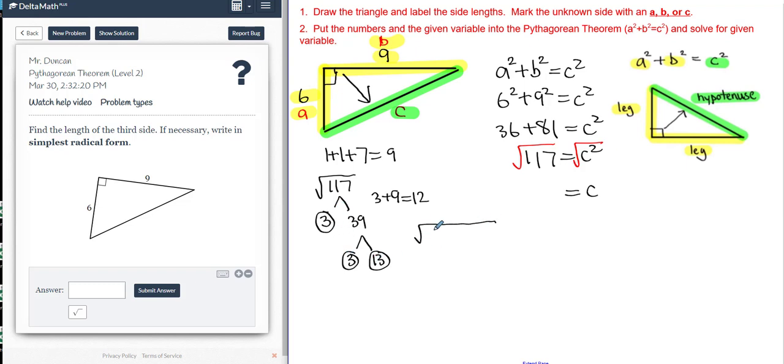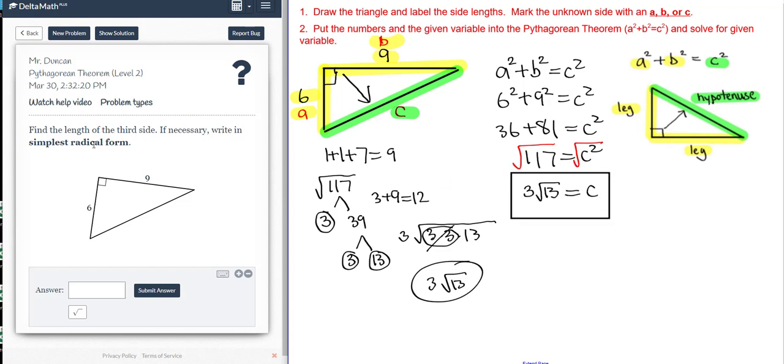So the second part of our step, we're going to put 3 times 3 times 13. I'm going to pull out this pair of 3's and put one of them on the outside. And so it looks like my final answer is going to be 3 root 13. And so that's what I'm going to get rid of. I'm going to get rid of the square root of 117, or root 117. And in its place, I will put 3 root 13. And the only difference is that one's been simplified. But we had to do that because that's what the instructions said. Simplest radical form. And there you have it.